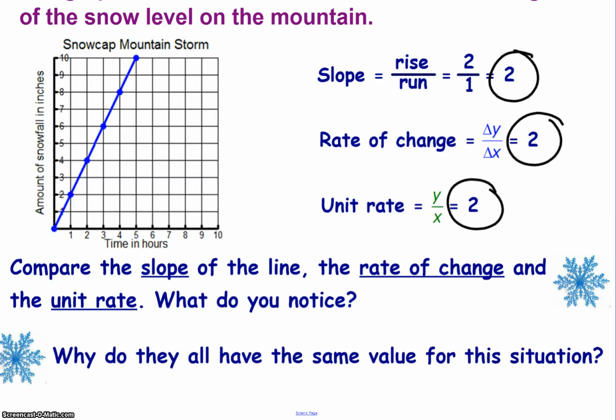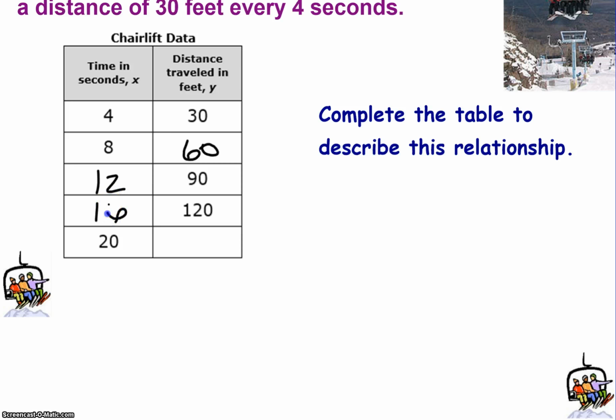A chairlift at Snowcap Mountain travels a distance of 30 feet every 4 seconds. Complete the table to describe this relationship. Okay, so in 4 seconds it travels 30, so in 8 seconds it would travel 60. 30, 60, 90 is skipping by the same amount, so 4, 8, 12, 16, 20. So then you have 30, 60, 90, 120, 150.